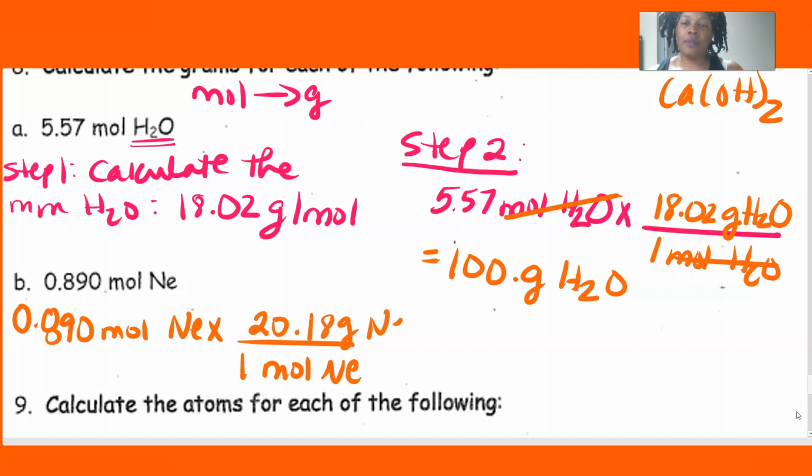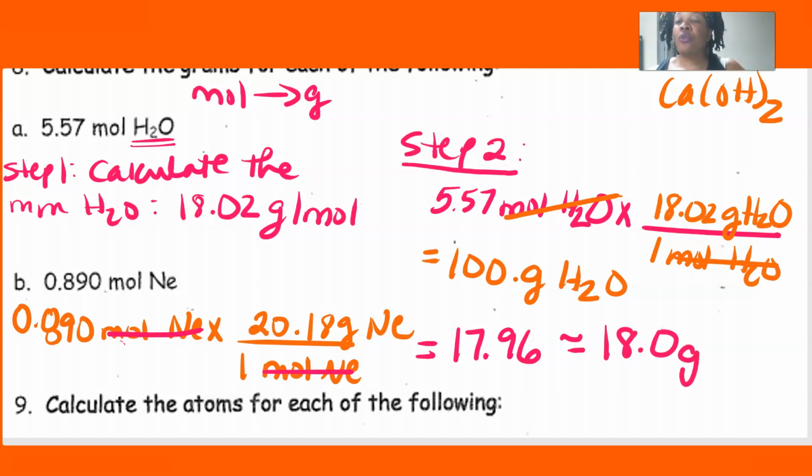20.18 grams. Now again, let's go back to what we know is going to cancel out, the moles and the moles, okay? And when you multiply those two numbers, you get, and remember, you need to have 3 significant digits as your final answer. I get 17. Let me show you, 17.96. But remember, you only need 3 of those digits. So therefore, it's rounded up to 18.0 grams of neon. That's it.